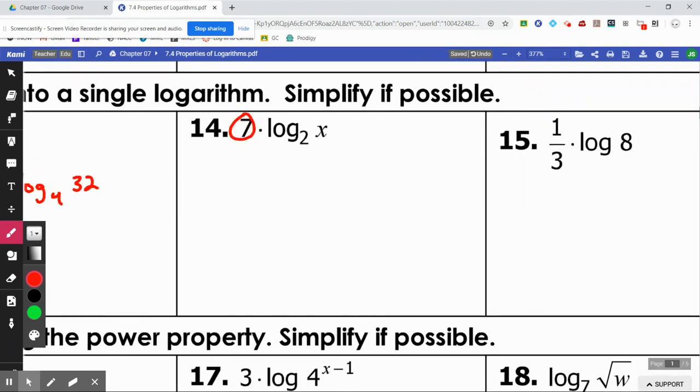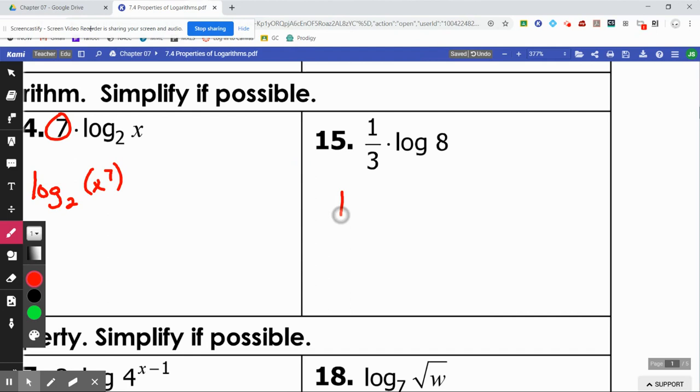The 7 can be moved back up to an exponent. That'd be log base 2 of x to the 7th power. This would be log base 10 of 8 to the 1/3 power, and we can clean that up. Reminder, a 1/3 power is the same thing as a third root, so that'd be the log of 2.